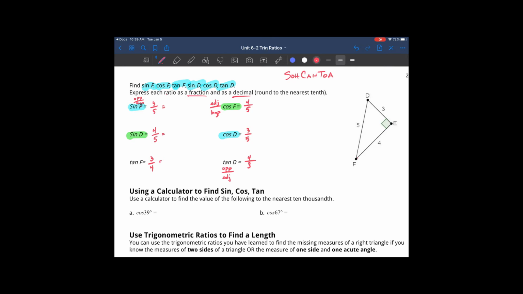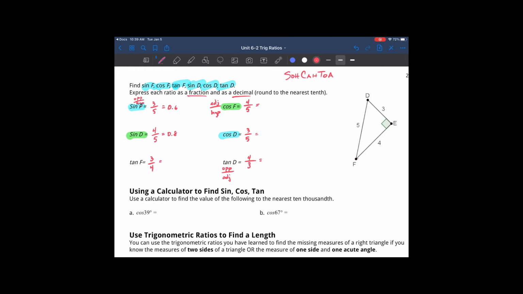So 3/5. All you're doing in your calculator is putting 3 divided by 5 in your calculator. You don't have to do anything special. There's no function. Don't hit the function key yet. And that is rounded to the nearest tenth. That's 0.6. And then 4/5, put that in your calculator. Rounded to the nearest tenth is 0.8.